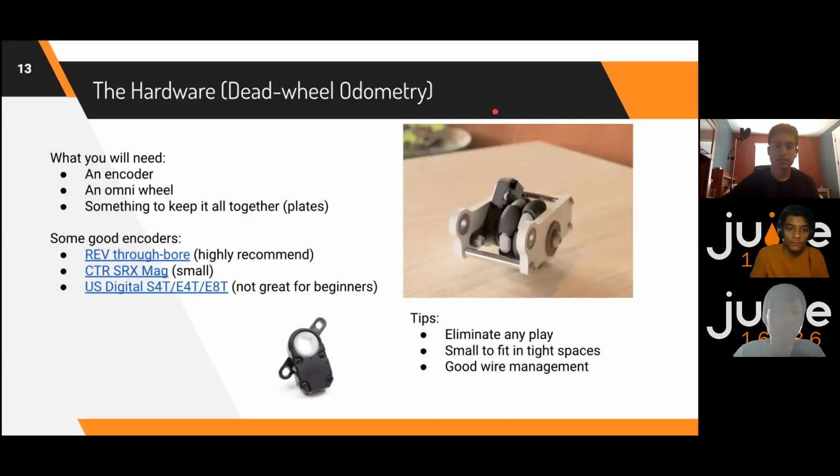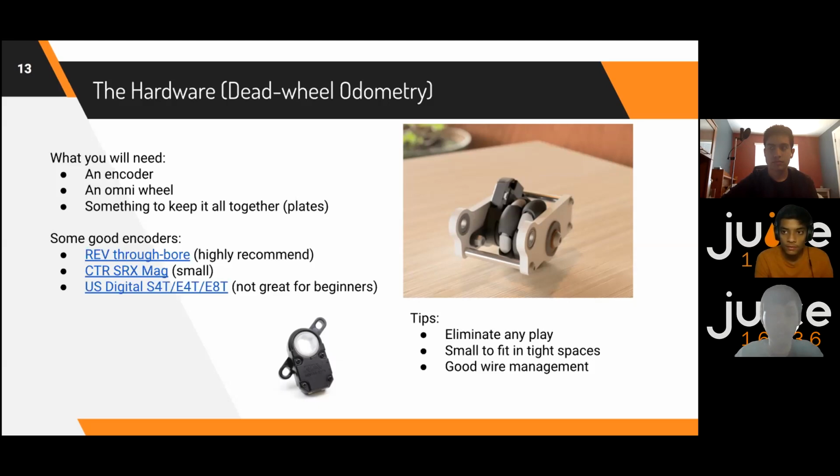So, the hardware for dead wheel odometry. The basic stuff you will need is obviously the encoder, which you'll get your output readings from, an omni wheel, and you should use an omni wheel because if you're strafing, the wheel won't hold up the movement of your robot because of the rollers on the omni wheel. And then you need something to keep it all together.